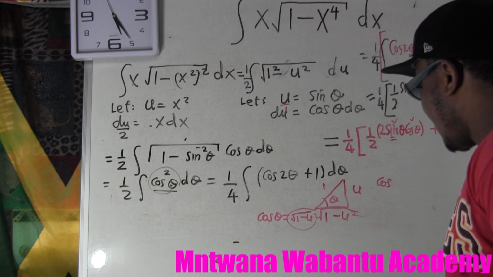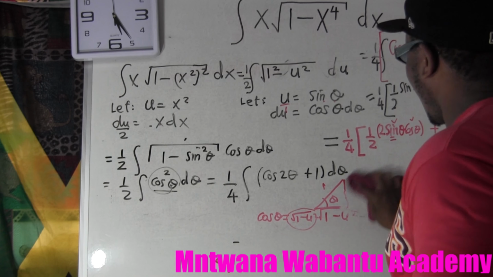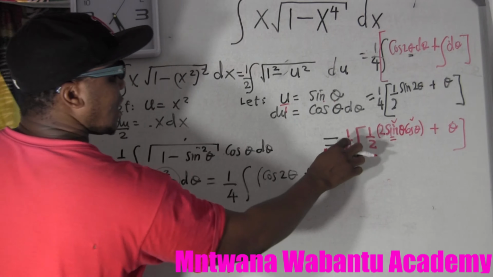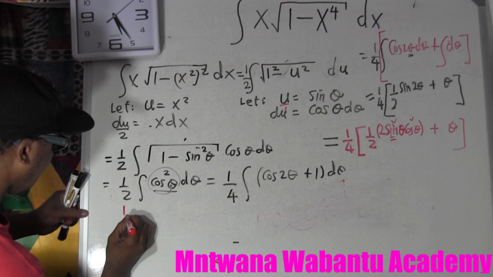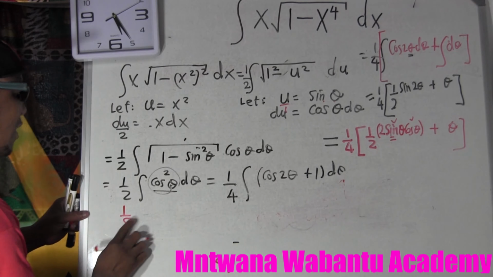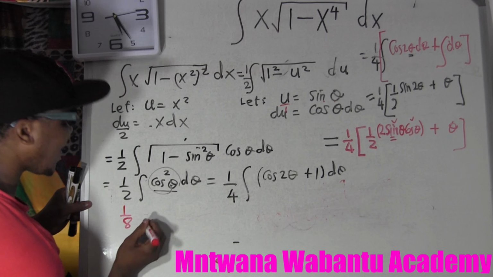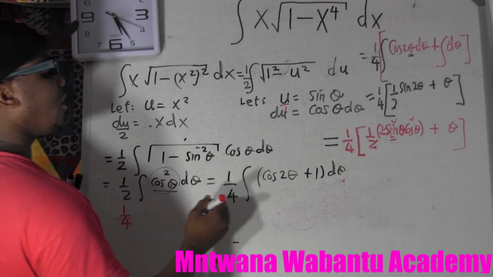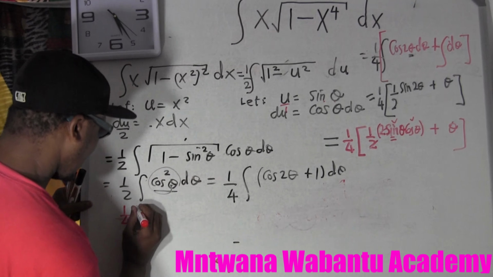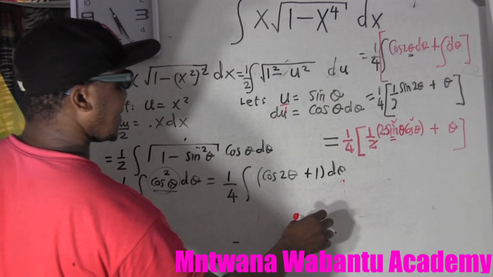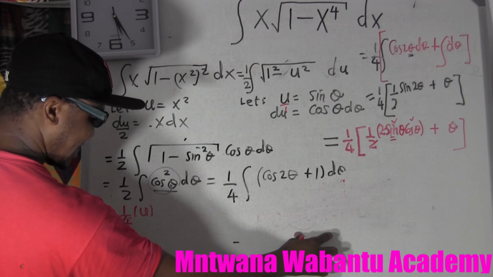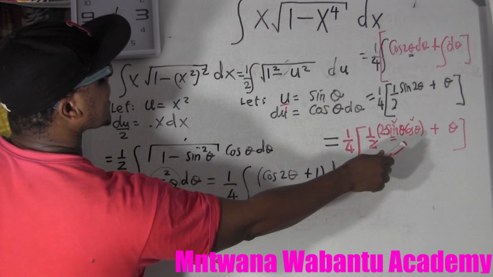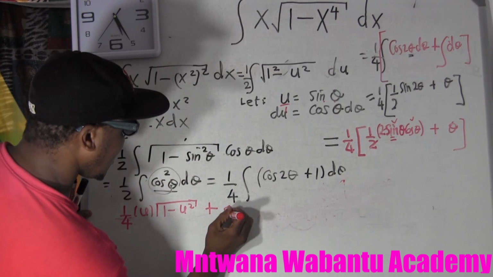So this is very, very crucial. I can just simply say this is going to be 1 over 8, or I can just leave 1 over 4, whatever you prefer. 1 over 8, this and this cancel, so just 1 over 4. Then sine theta, what is sine of theta? u, times the square root of 1 minus u squared, which we had here, plus theta, equal to sine inverse of u.